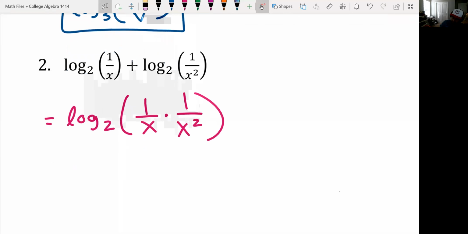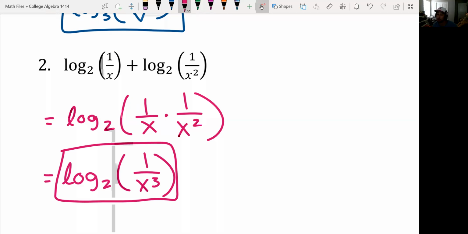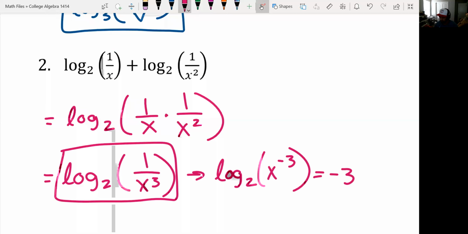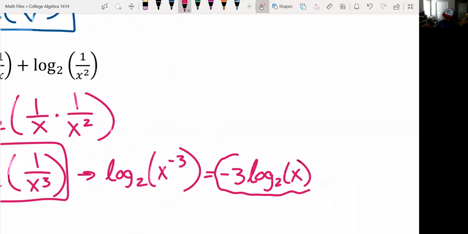And now just multiply the inside and you'll get log base 2 of 1 over x cubed. Okay, this should be it because we wrote it as one single log. But if it wants us to simplify more, you could also write this as log base 2 of x to the negative 3, which can also be written as negative 3 log base 2 of x. So this could possibly be an answer too if we wanted to super simplify.